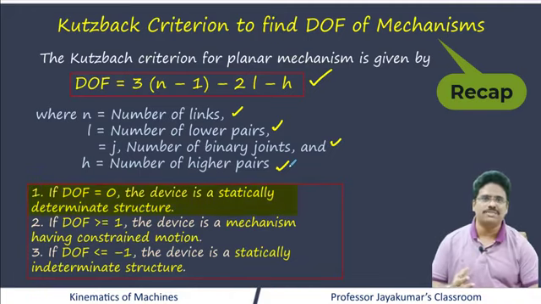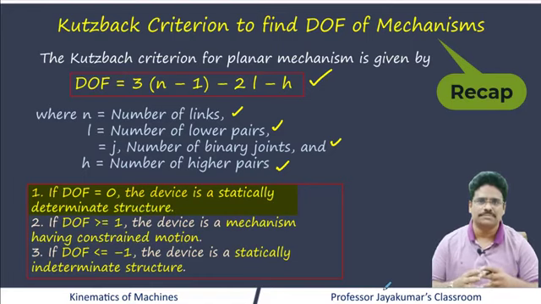If the degrees of freedom is equal to 0, that means the mechanism forms a structure. If the degrees of freedom is less than 0, say minus 1, minus 2 and so on, then it is a statically indeterminate structure. If the degrees of freedom is greater than 0, say 1, 2, something like that, then we can call the mechanism as having constrained motion. These theoretical concepts we have already discussed in our earlier video.